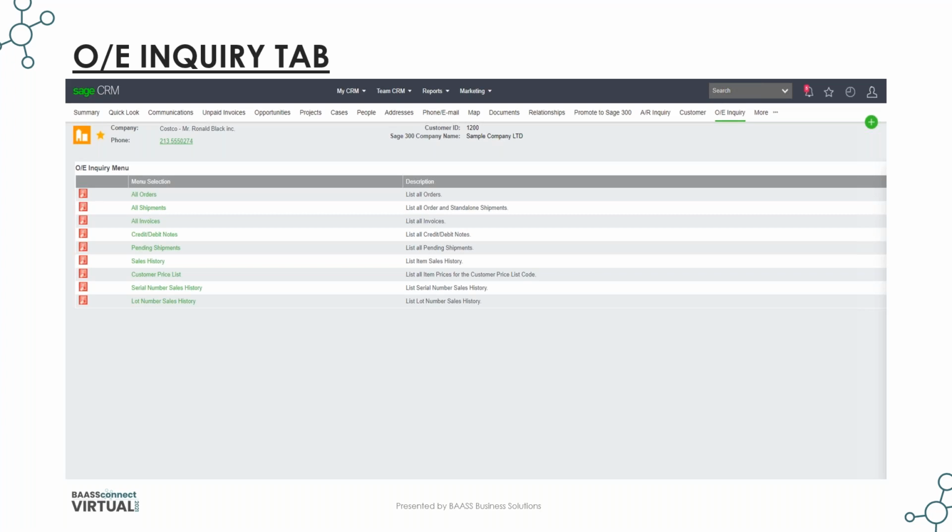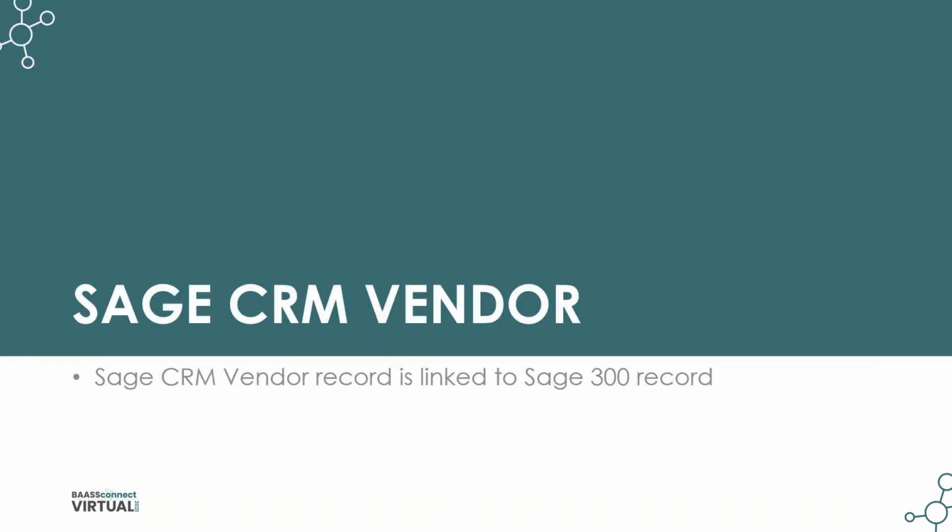The OE Inquiry screen displays all orders, active, standing, future, quotes, etc., all shipments, all invoices, credit and debit notes, pending shipments, sales history, customer price list, etc. You can use this screen to view document details, open a document for editing, or create a new OE document.